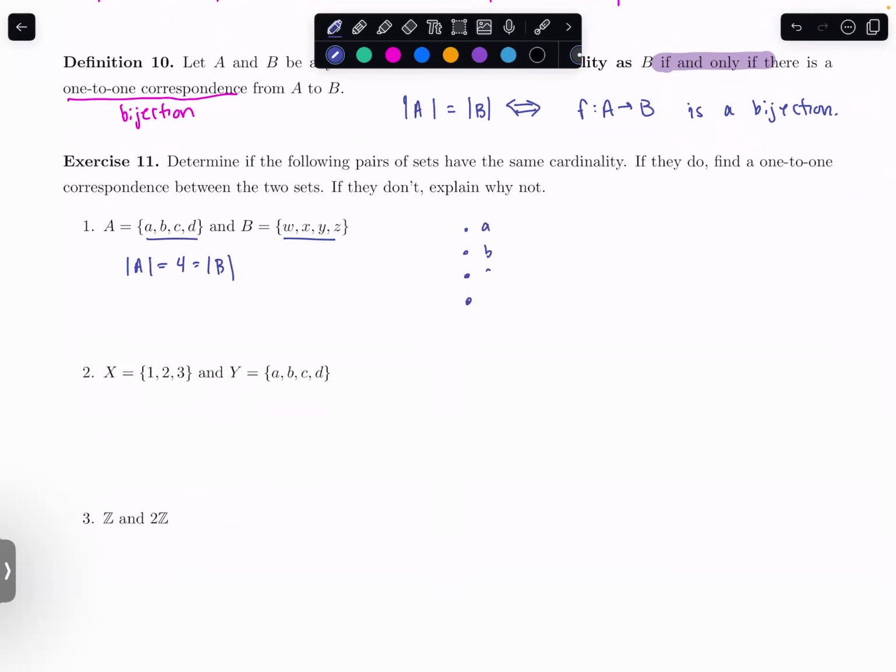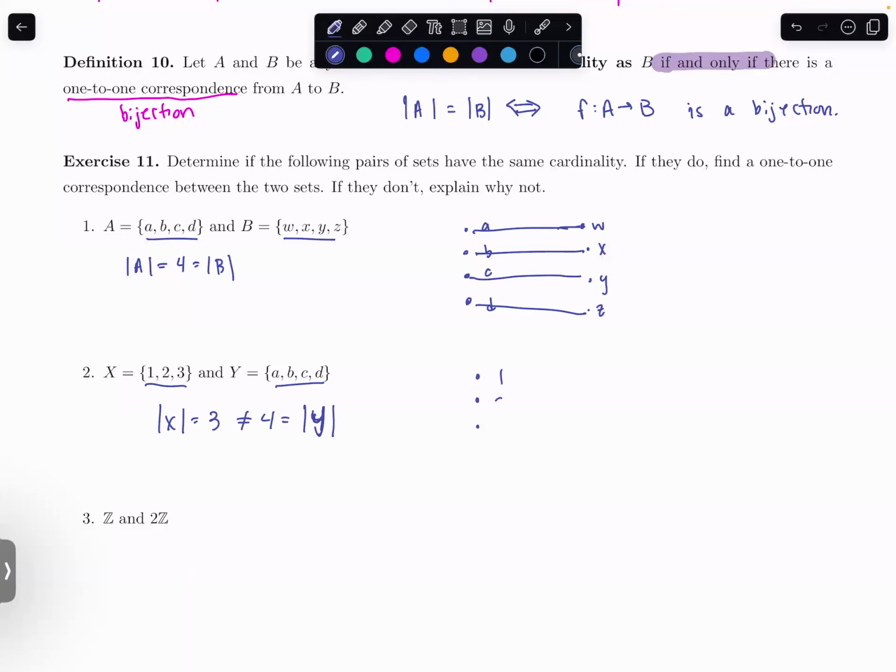So we're looking at A, B, C, D here, and then W, X, Y, and Z. And we're just gonna boop, boop, boop, boop. There is a 1-to-1 correspondence between those two sets. Now you can tell we can't do that on this one, right? Because the cardinality of X is 3 and the cardinality of Y is 4. Whoa. So if we tried, let's just do it for good measure.